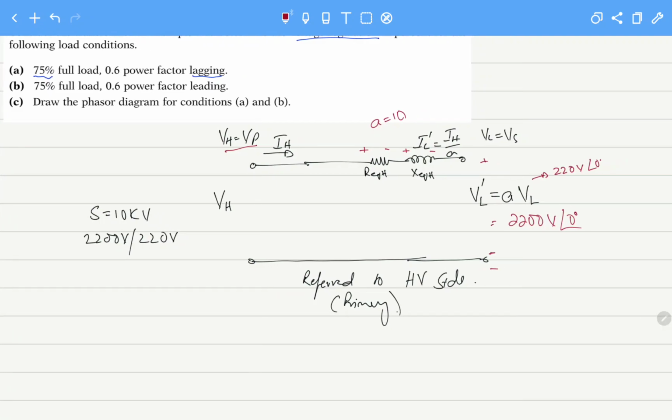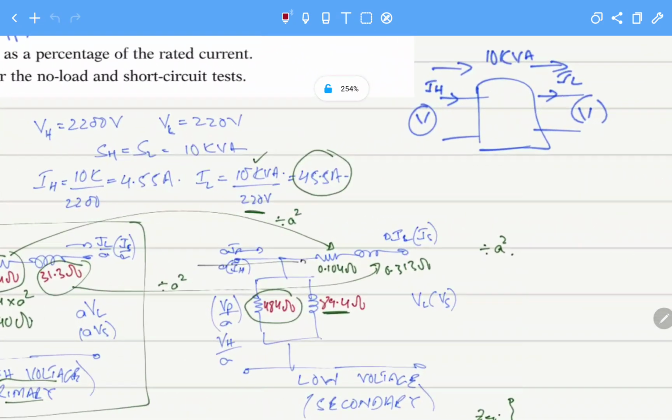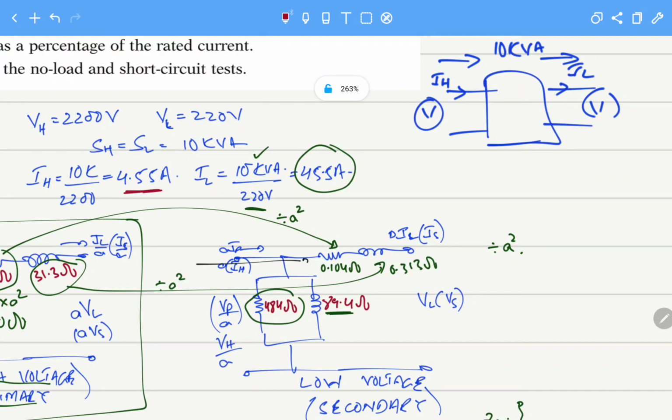Secondly, let's look at the rated currents. So this was our transformer. Let's consider the high voltage side of the transformer. VH equals 2200 volts, and I rated will be S divided by VH. IH is the same as in the previous example, so this current will become, as we have calculated, 4.55 amperes. This was calculated in the previous example.